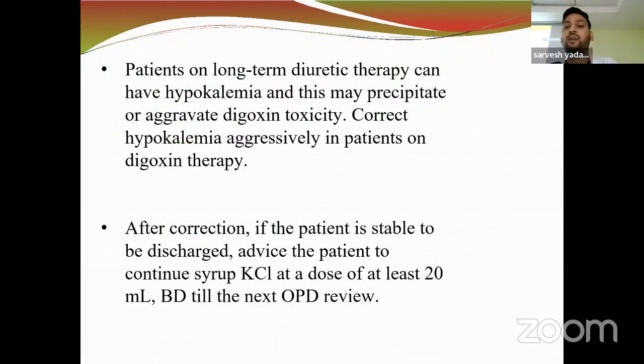A patient on long-term diuretic therapy can have hypokalemia, and this may precipitate or aggravate digoxin subtoxicity. Correct hypokalemia aggressively in a patient on digoxin therapy. After correction, if the patient is stable to be discharged, advise the patient to continue syrup KCl at a dose of at least 20 ml BD till the next OPD review.